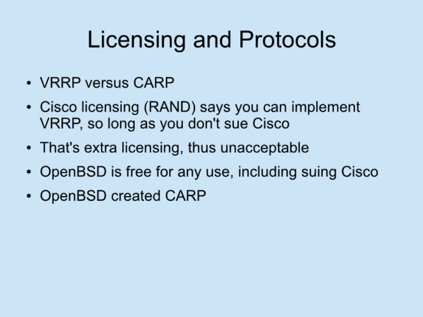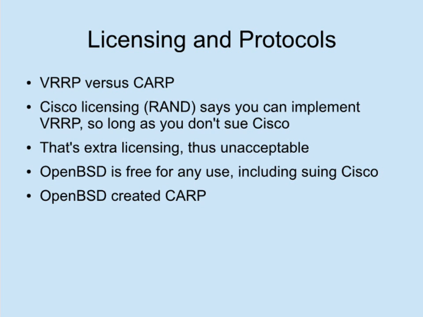So the OpenBSD folks went and developed their own router redundancy protocol called CARP, the Common Address Redundancy Protocol. This included a lot of features that were not in Cisco's VRRP at the time. And there have been a lot of arguments over the years of should they or shouldn't they have done this.